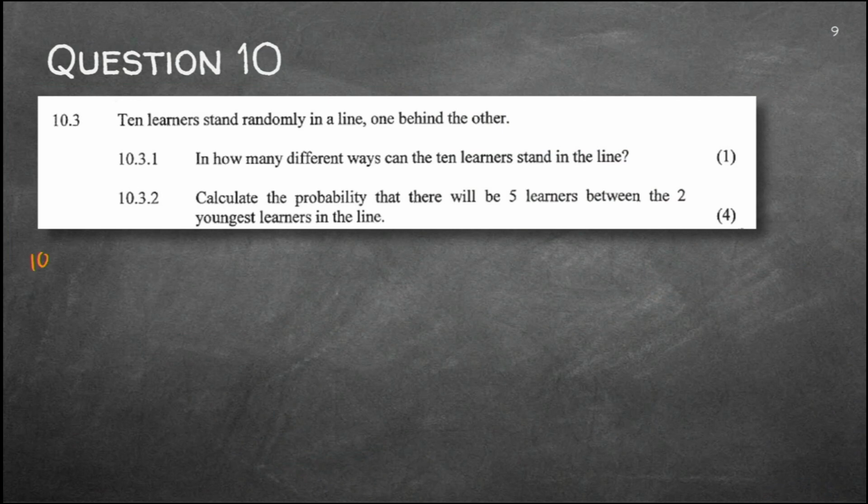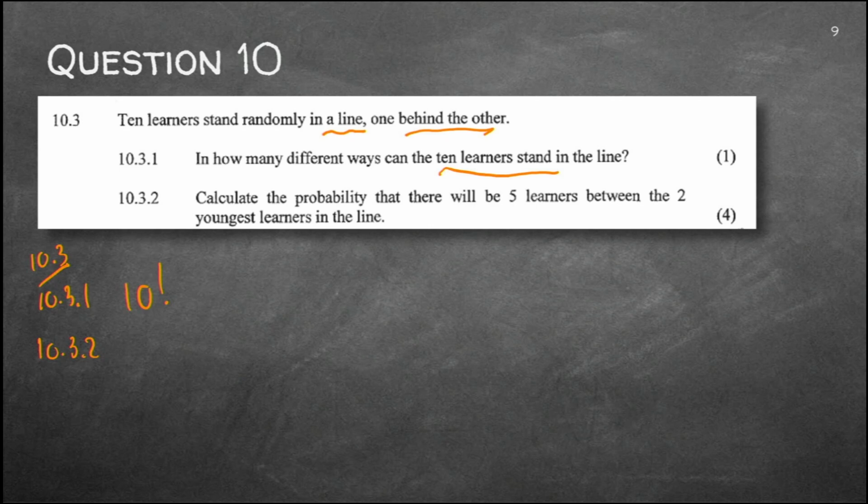So 10.3, again, still probability. 10 learners stand randomly in a line, one behind the other. In how many different ways can 10 learners stand in a line? That's simply 10 factorial. Because there's no specific order we're looking for, the 10 can just rotate, and as soon as one spot is filled, for example the first spot, there are 9 spots left. So 10 factorial.